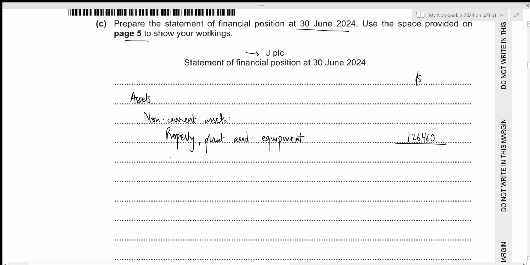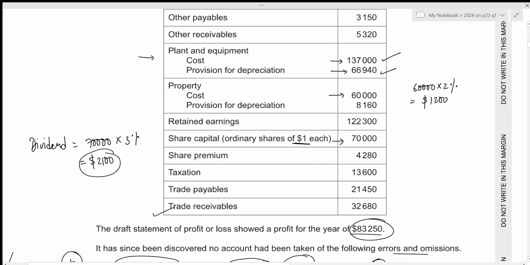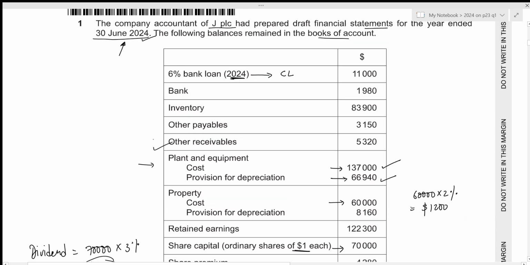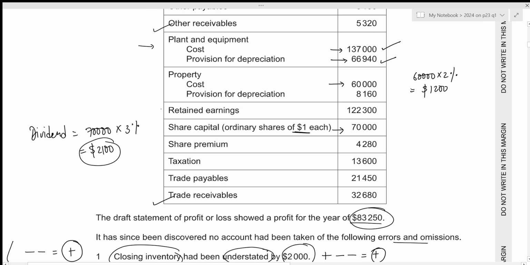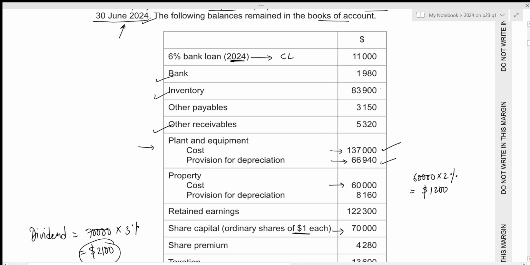Now we need to move towards the current assets. Okay. For the current assets, we have trade receivables, then we have other receivables, and we have bank, as well as the inventory. Remember that we are talking about a limited company. For a limited company, we always need to show trade receivables and other receivables together under the heading of trade and other receivables. And in this case, we had additional information. So let us adjust that as well. Remember that inventory was understated. So we need to increase the value of inventory by 2,000. So plus 2,000. This results in the value of 85,900.